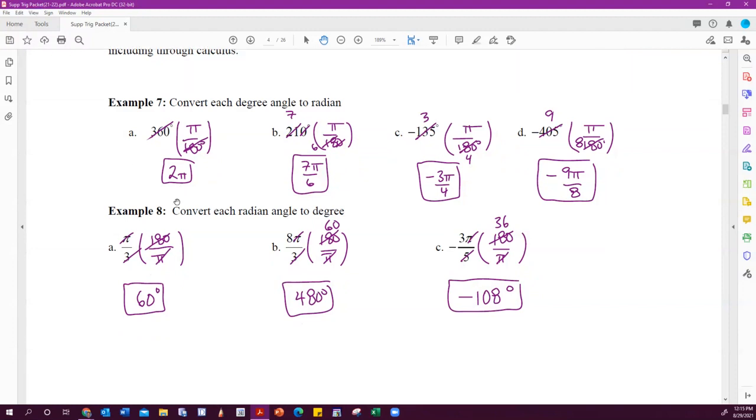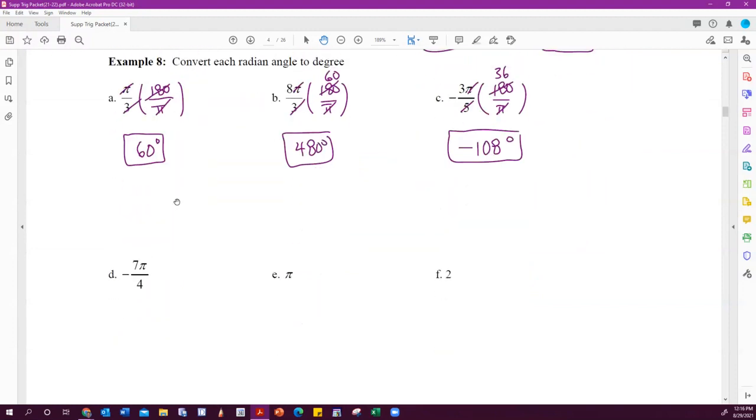And I think we just have 3 problems left. We're going to change these ones. Let's see. Multiply by 180 over pi, so the pi's reduce. 180 divided by 4 is 45, and then times 7 is 315, so that's negative 315 degrees.